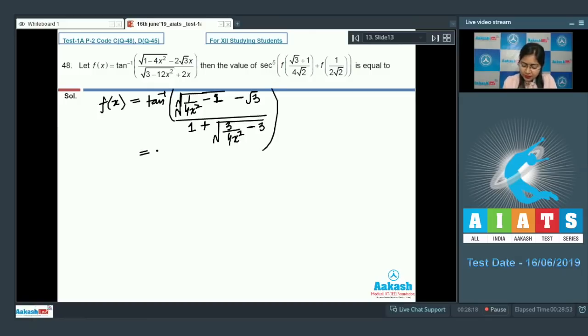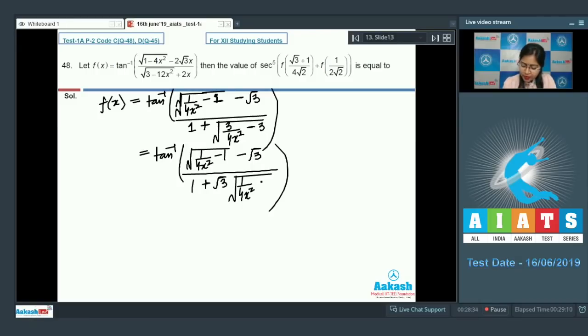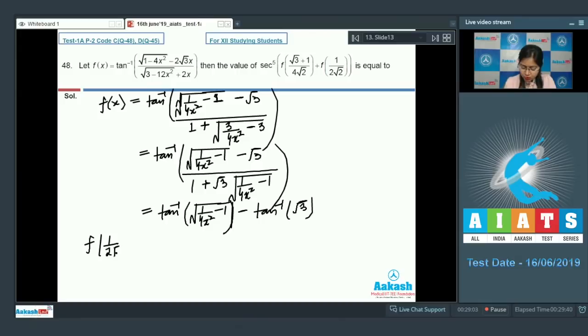So this will be written as tan inverse of under root of 1 upon 4x square minus 1 minus root 3, and in the denominator we have 1 plus, taking root 3 outside, under root of 1 upon 4x square minus 1. Right? We can write it equal to tan inverse under root of 1 upon 4x square minus 1 minus tan inverse root 3. Clear? Now we have to find the value of f of 1 by 2 root 2.